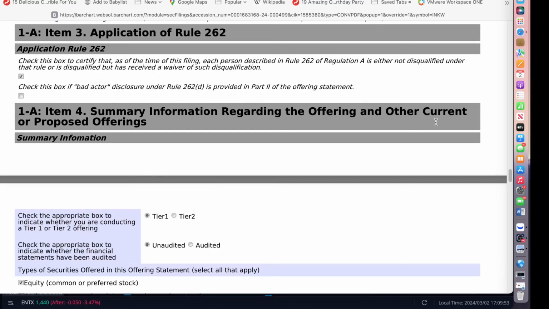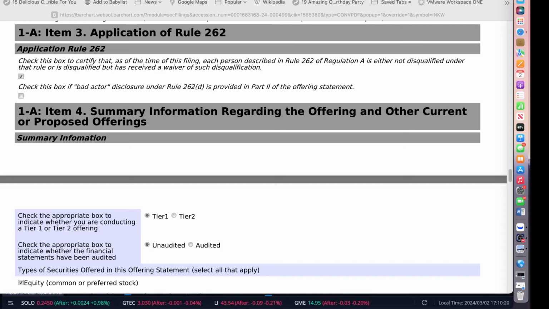Summary information regarding the offering and other current proposal is on Tier 1. What is Tier 1, right? So Tier 1, I'm going to read it to you guys. Tier 1 is where the regulation waives the registration requirement for any public offering of securities of 75 million or less within a 12 month period, and it is divided into two tiers. So that can be done in two tiers, right?